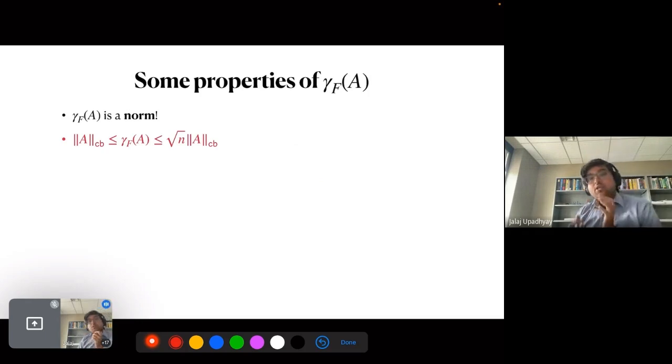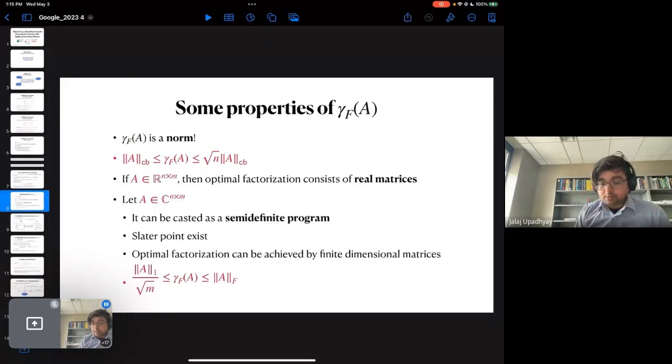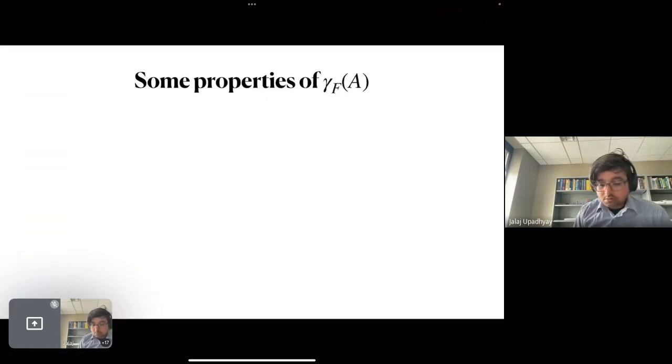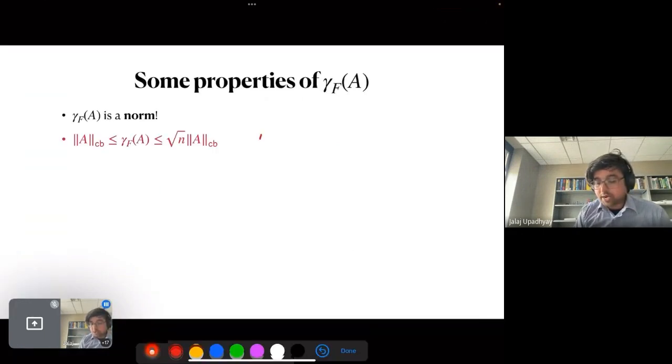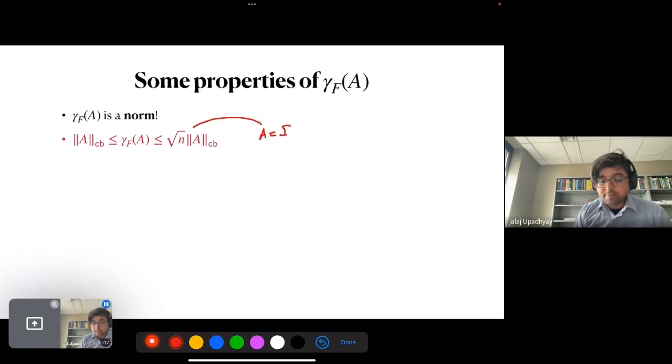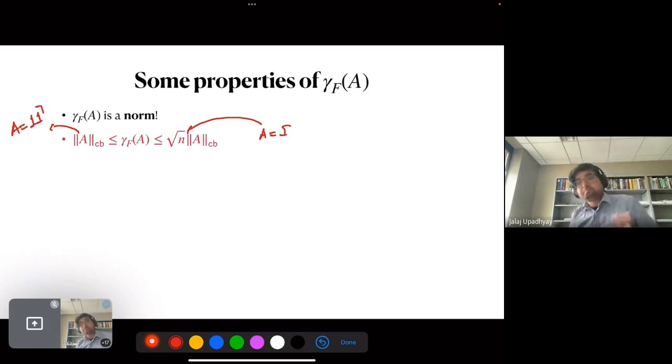The other thing you can say is that the gamma F norm has a nice bound with respect to the CB norm, both upper and lower bound, and both of them are tight. Very simply, I can pick A to be identity. If I pick A to be identity, then I get this bound. And if I pick, for example, A to be 1,1 transpose, I get the other side. So it's tight as well. There are matrices that achieve both the bounds, but gamma F generalizes these two.